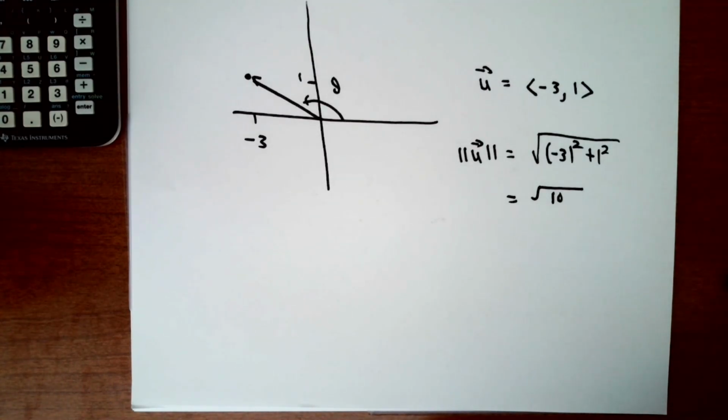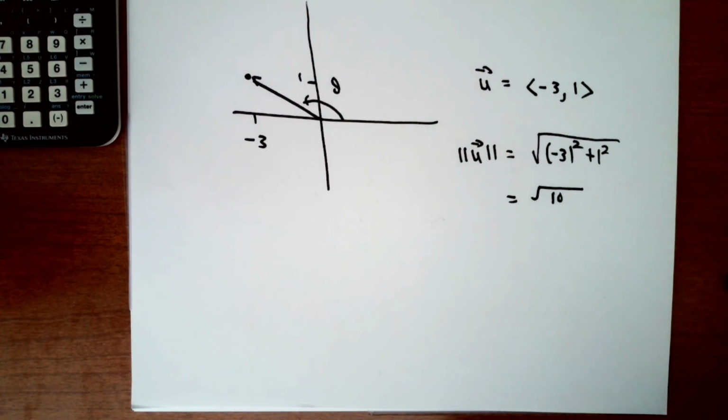You can also think about looking at the vector whose components are -3 for the first one and 1 for the second one. The Pythagorean theorem still applies. When I square -3, I get 9. Add 1 squared, 1, to that. The length of vector u is radical 10.